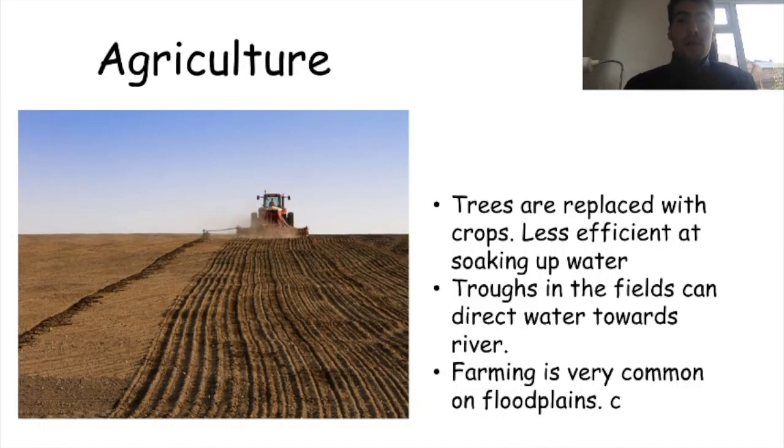Okay, to add to what I just said then, down at the River Ribble, agriculture. Trees are replaced with crops, so less efficient at soaking up the water. Troughs in the fields can direct water towards the river and speed up the time it takes water to get to the river. And farming is very common on floodplains, and the floodplain is right next to the river.